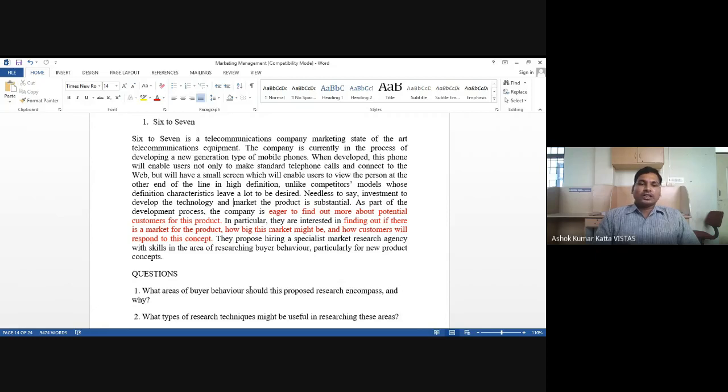The second question is what type of research techniques you can follow. Mostly nowadays all MNC companies don't have time to conduct the market survey themselves. So they give it to outside people and they conduct the survey on their behalf.